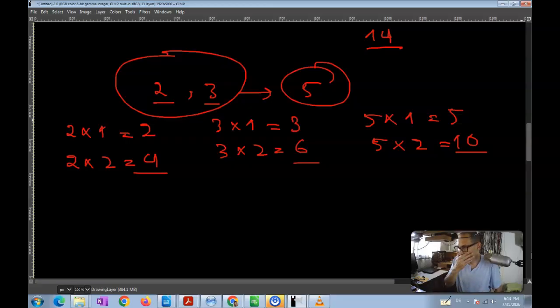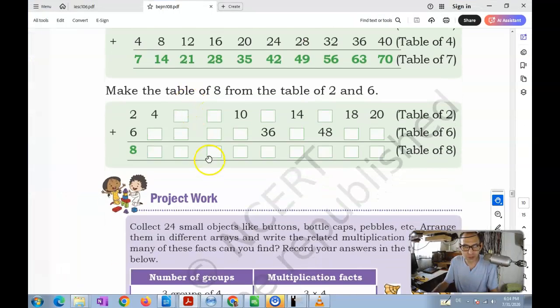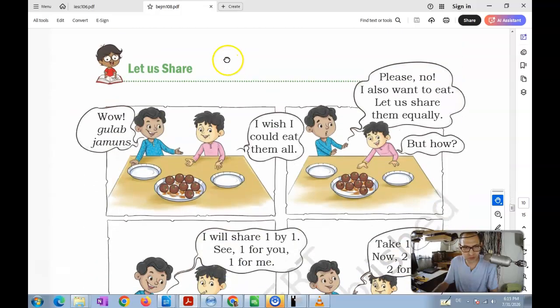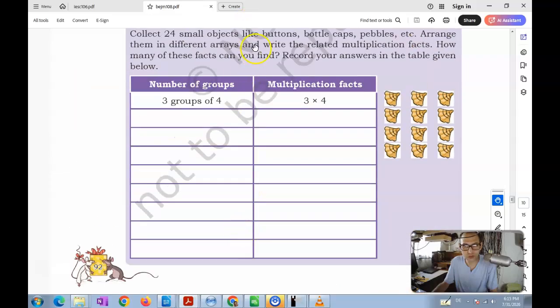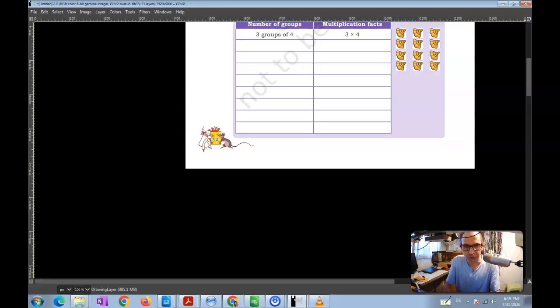So that's essentially the multiplication table for 7. And then we have essentially the multiplication table for 8. Now let me see what we have actually created so far. Now the multiplication table for 8.